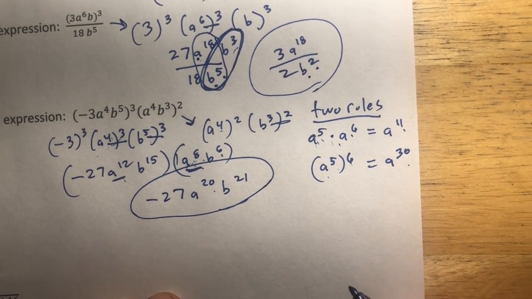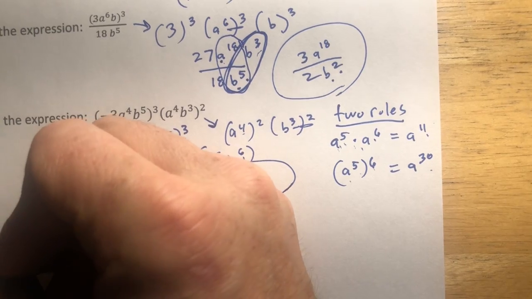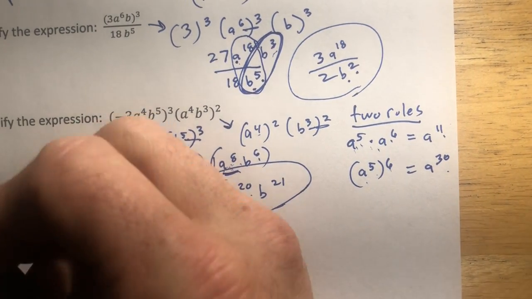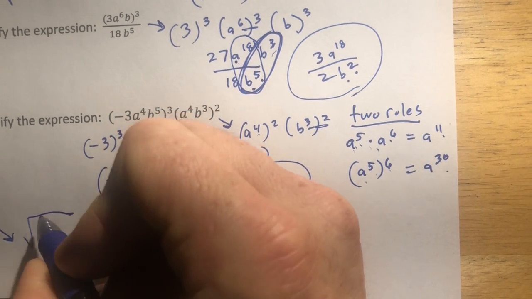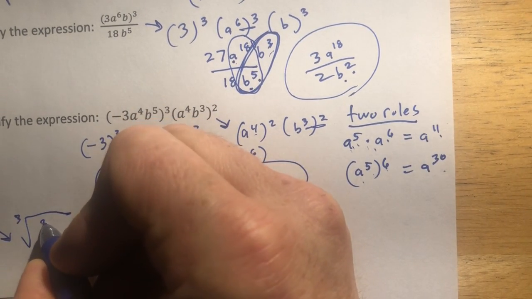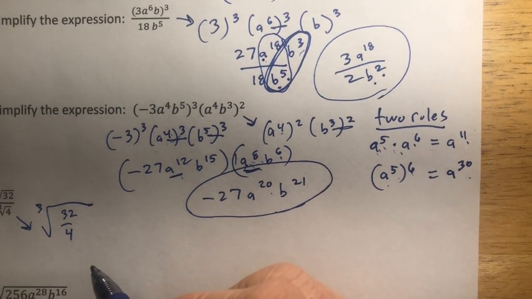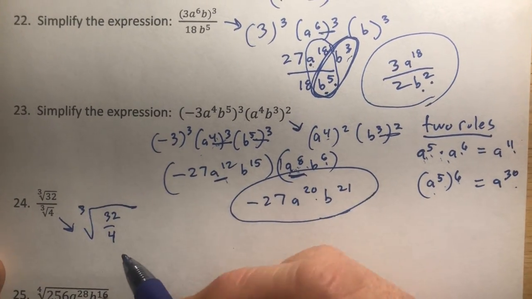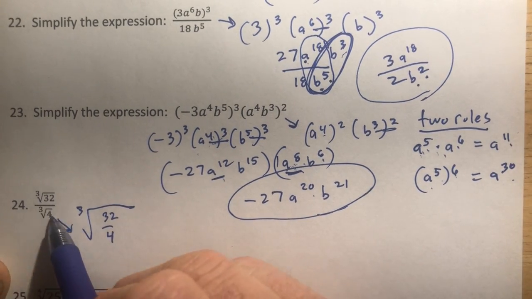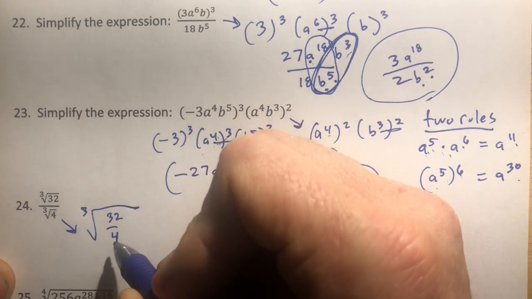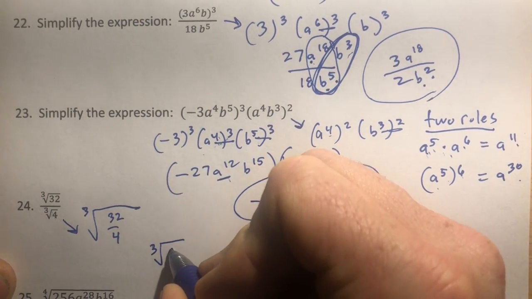Okay. Now on this one, the third root of 32 over the third root of 4, since they're the same root, I can just have one big root, third root, 32 divided by 4. What's 32 divided by 4? Since both these are third root, I could put one third root of 32 over 4. Well, 32 divided by 4 is 8, so that's the third root of 8.